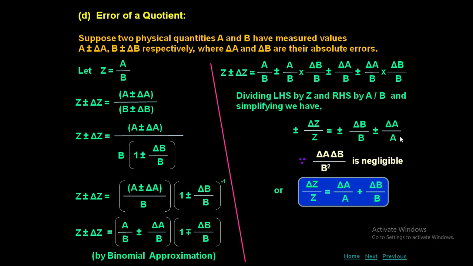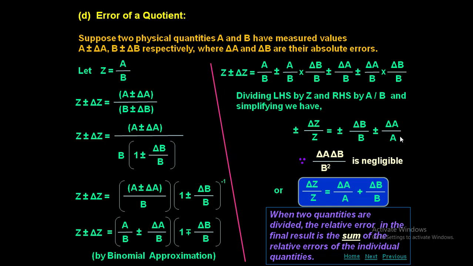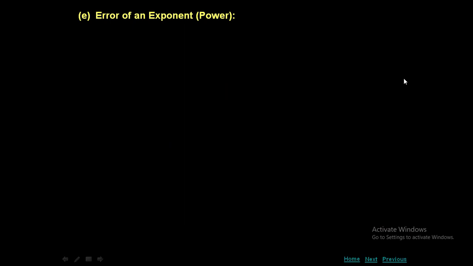Here the term delta A into delta B by B square is negligible, because already we know that delta A and delta B are very small. When you divide them with respect to B square, it will be very small. So when two quantities are divided, the relative error in the final result is the sum of the relative errors of the individual quantities, just like product. Now fifth one, error of an exponent.